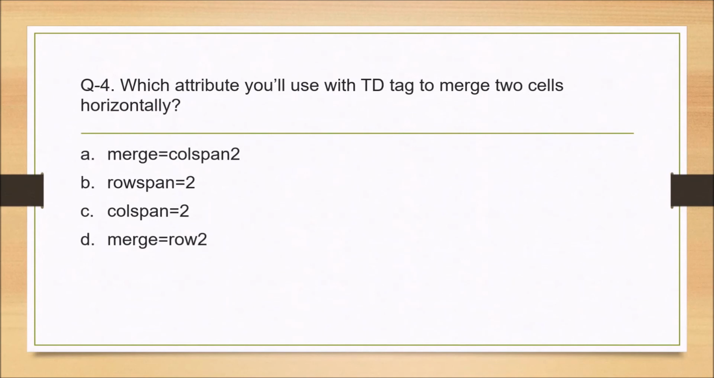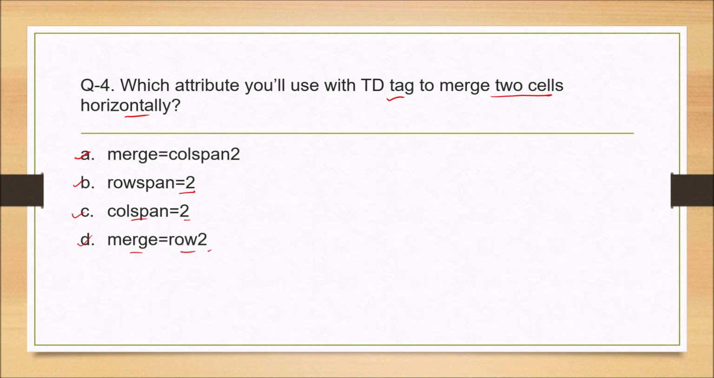Next question is, which attribute you will use with TD tag to merge two cells horizontally? And the options are merge equals to colspan 2, rowspan equals to 2, colspan equals to 2 and then merge equals to row 2.